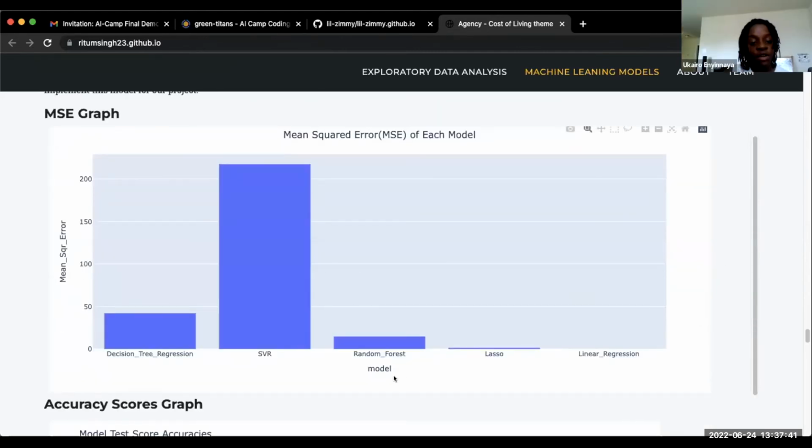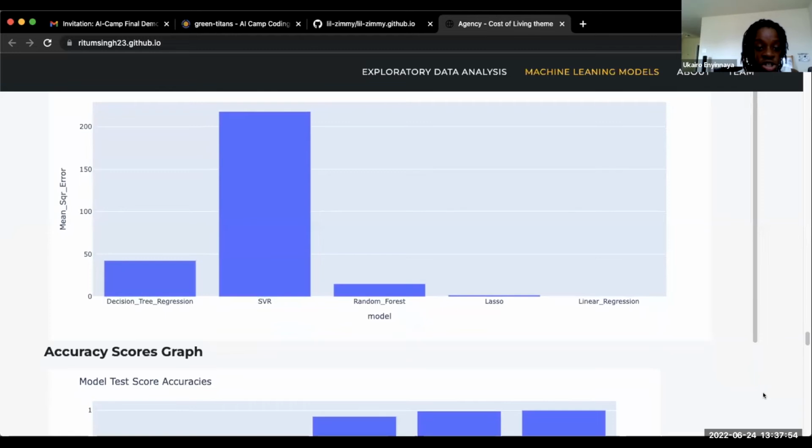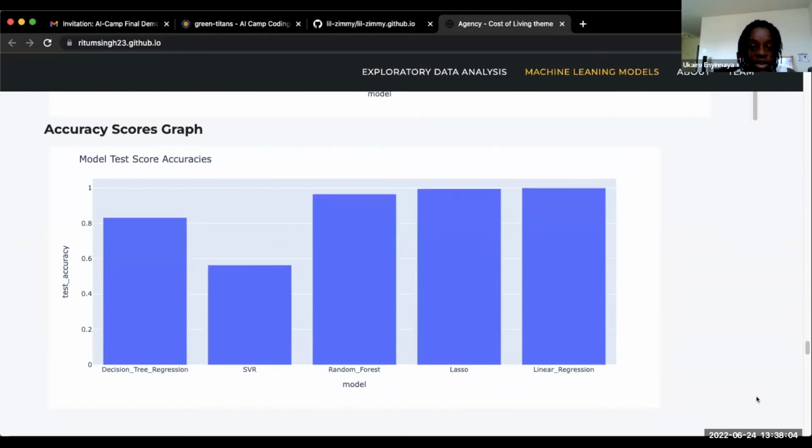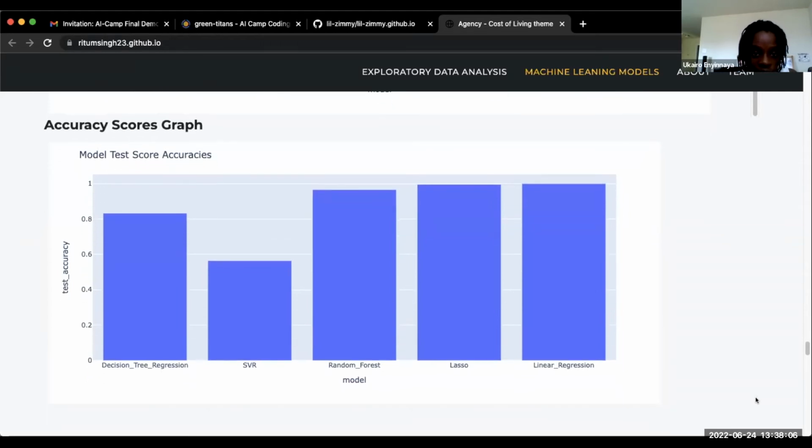We created a graphic representation of the outcomes of each of our models. This graph here is the mean squared error of each model, and we can see that linear regression is the lowest. Below it are the test accuracy scores for every model. Linear regression and Lasso both have 1, but since linear has a lower mean squared error, we concluded it's our best model.